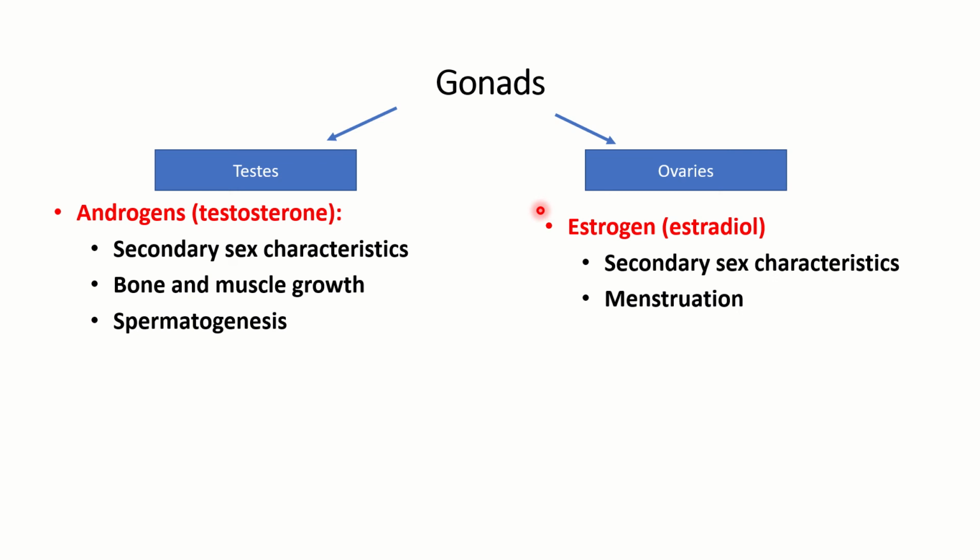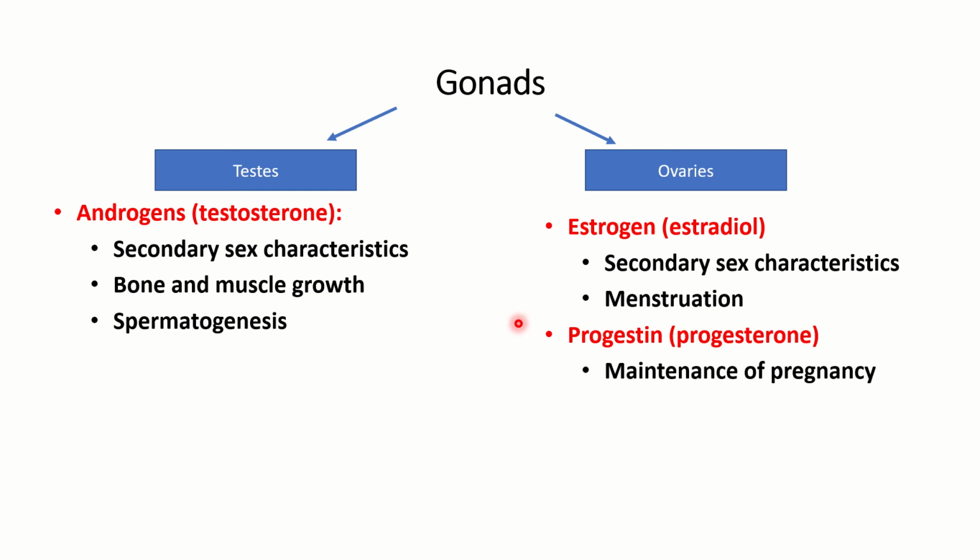In females, the ovaries produce estrogen. An example of estrogen is estradiol. It is important for secondary sexual characteristics, for example, redistribution of fat to the mammary glands and the hip area, and estrogen also participates in menstruation. And progestin, a good example being progesterone, is important for maintenance of pregnancy in the early stage of pregnancy. Later on the placenta produces progesterone, so the ovaries are less important.